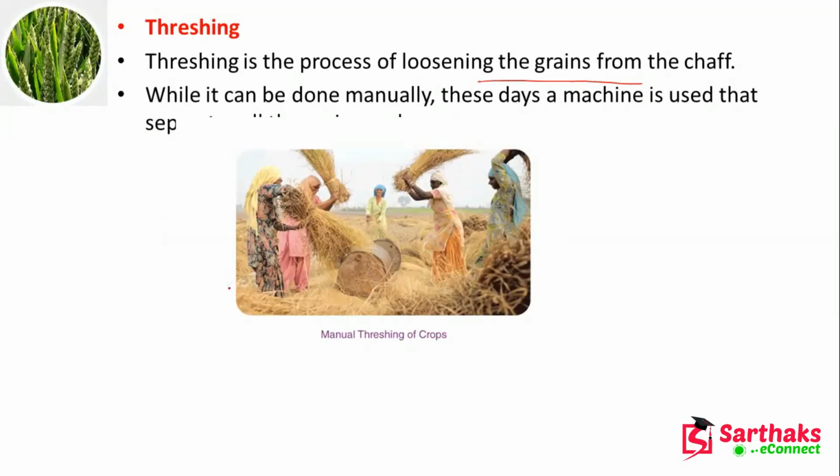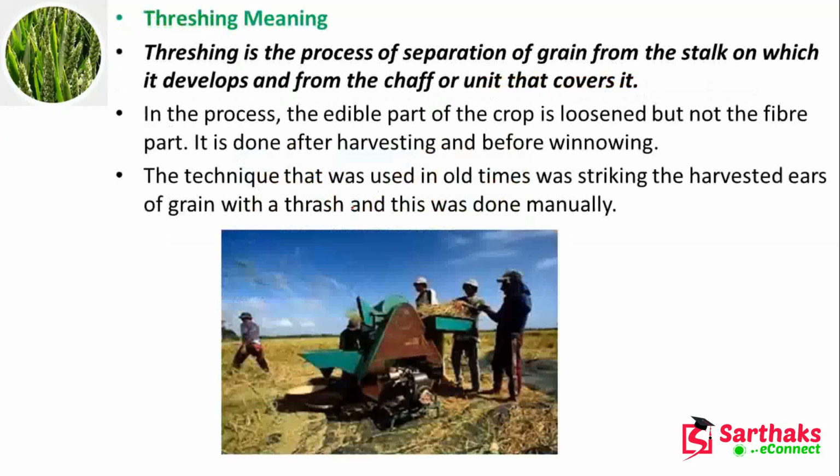We are using machines because we have a lot of crop to handle and there is less manpower. Now threshing, here you can see that they are not using the traditional method. Threshing is the process of separating grains from the stalk on which they develop and from the chaff or unit that covers them. That is called threshing. This technique was used in old times, with the hand, but nowadays we are using this type of machinery. It will save our time as well as our manpower.